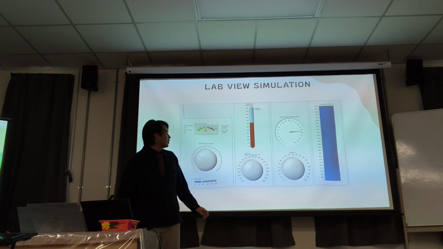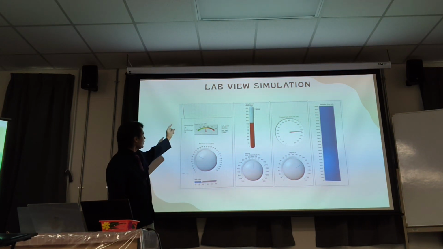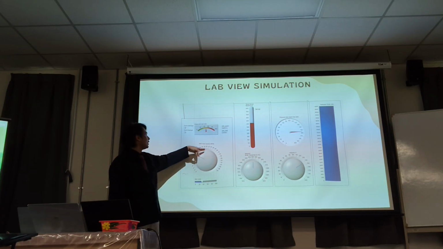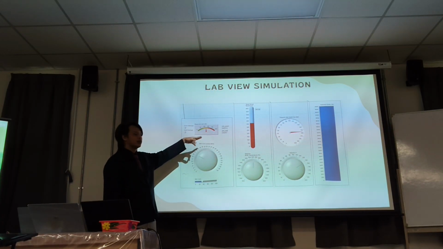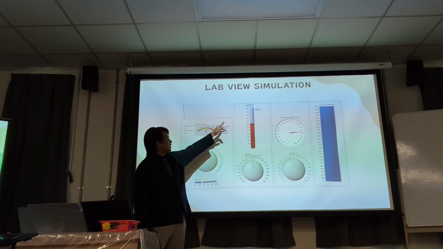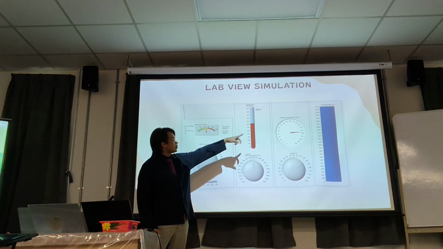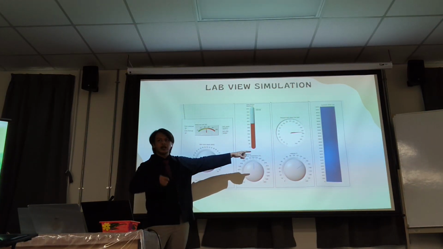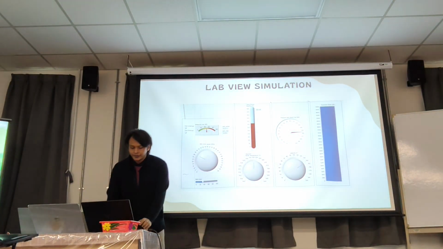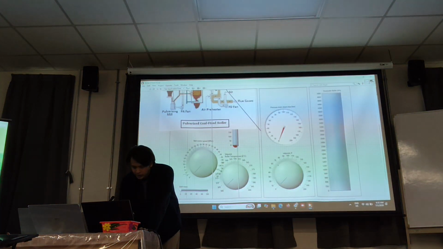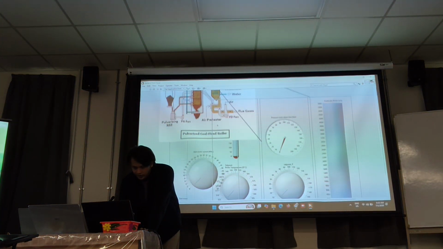So here, as we can see, the mass flow of the coal is measured in tons per hour, and there's also a temperature reading of the sensor inside the boiler itself, and also the pressure of the steam coming out from the boiler. So I think it's better for me to just show this simulation straight away.